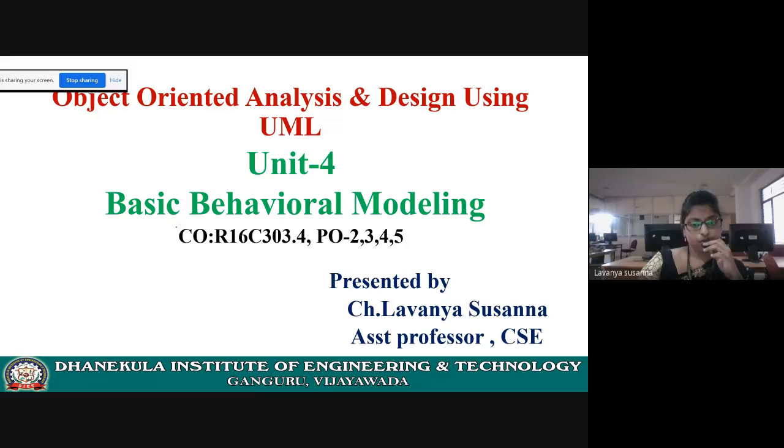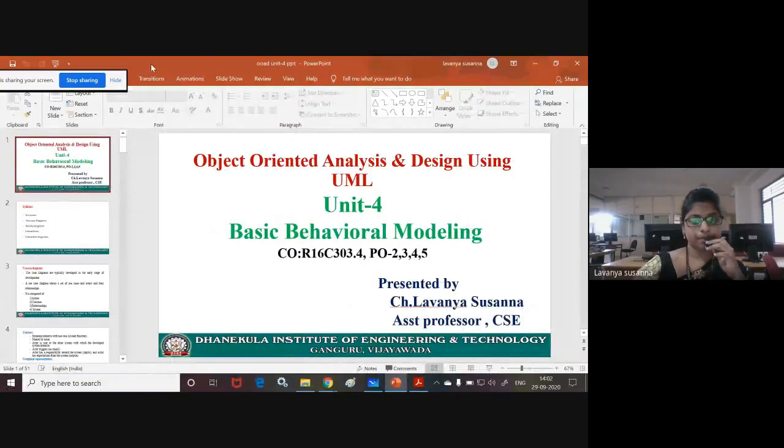See, your CO4 is that you are going to analyze, by the end of the unit, the behavior of the system, the system dynamics, using use case diagram, sequence diagram, collaboration diagram, and activity diagram. Let us see the CO-PO mapping. CO4, okay.